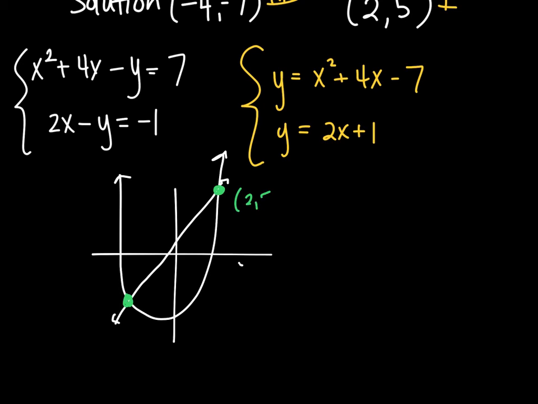Okay, there's 2, 5, and here's -4, -7, which confirms, so everything matches. Your work matches your graph, and everything confirms that that was good.